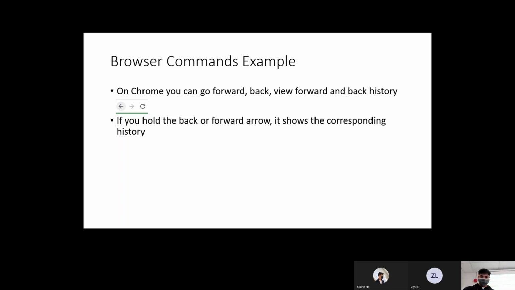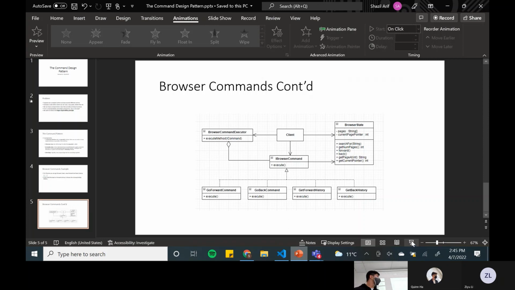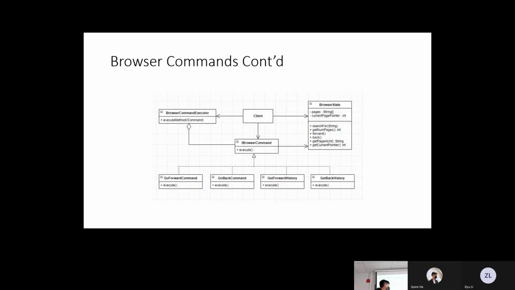Oh, that's strange. Forward, go back, and view forward history and back history. So this is what the UML will look like. Let me go over this. Basically, we have that command interface, which I'll call BrowserCommand, and it has that execute method. Then we have different implementations of the BrowserCommand: get back history, get forward history, go back, go forward, and all of these will have an execute method, which they'll provide an implementation for.